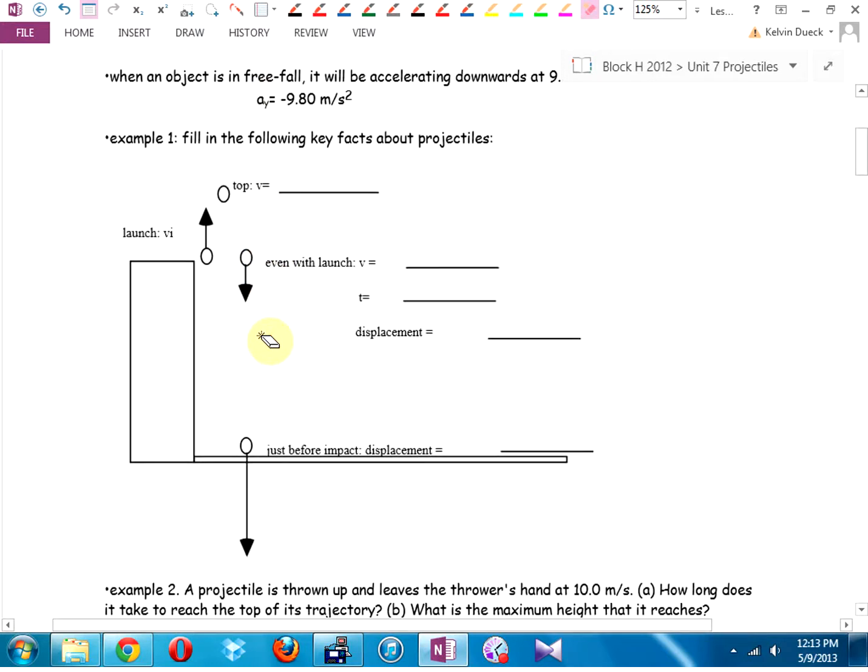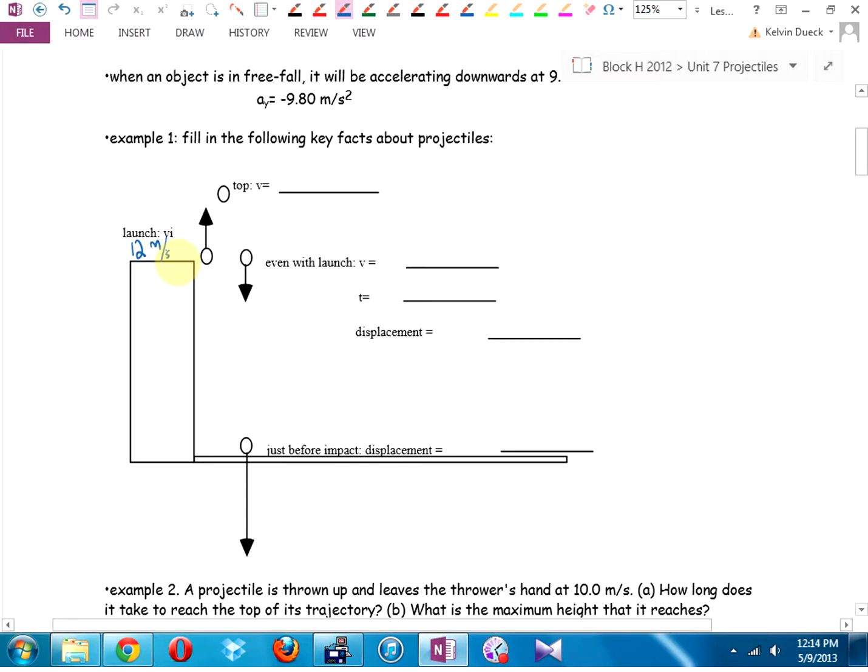Example 1 says, fill in the following key facts about projectiles. You should know this already, but let's just confirm. The launch is V initial, and you know what? Let's put a number there, just to make it nice. Let's say our V initial is 12 meters per second. We'll do it both algebraically and with numbers so that whichever way you feel more comfortable with, we can wrap our brain around this.